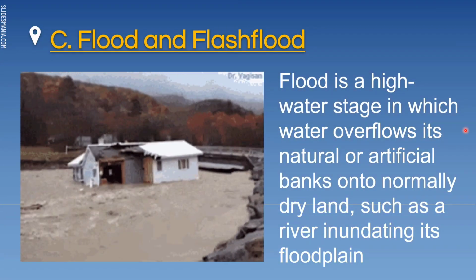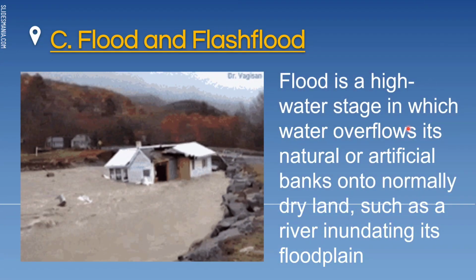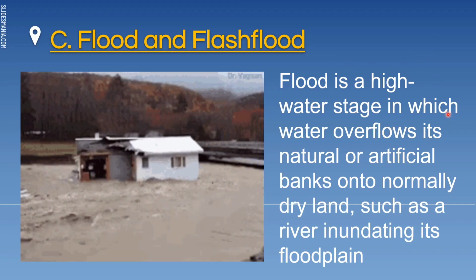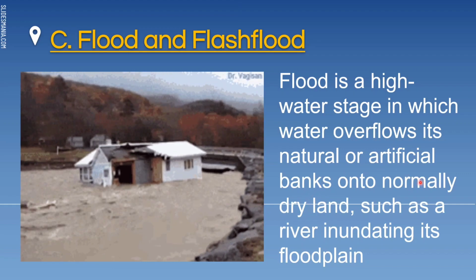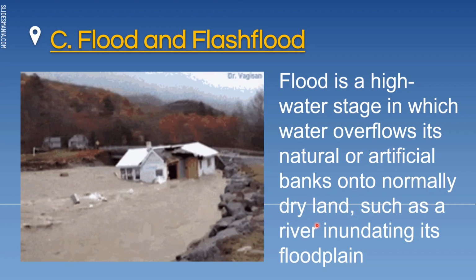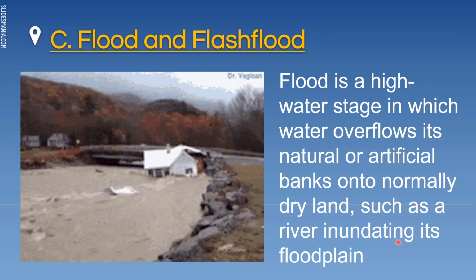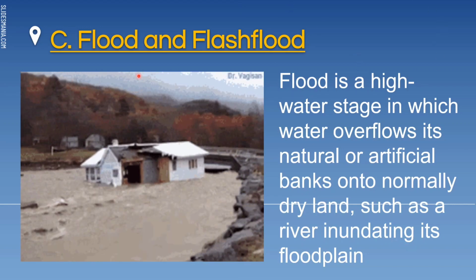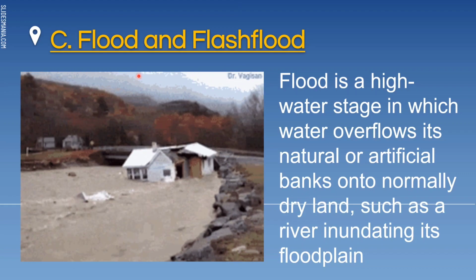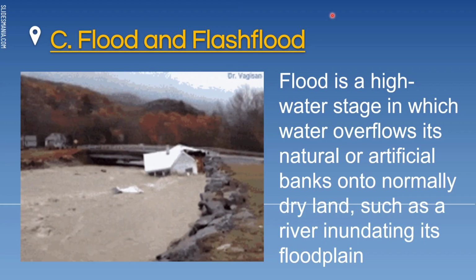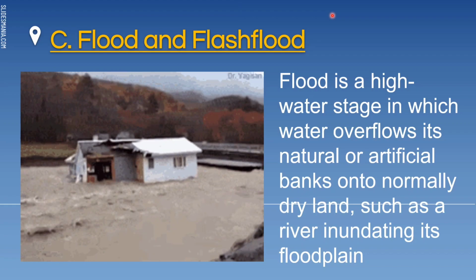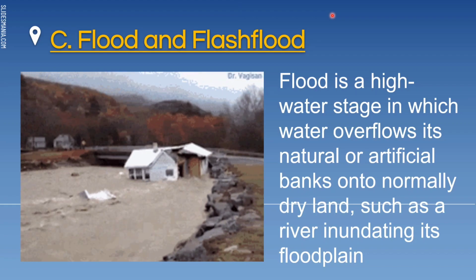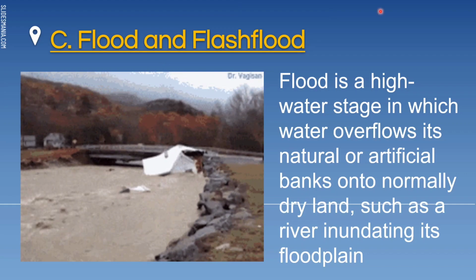Now another hazard we have here is a flood and flash flood. A flood is a high water stage in which water overflows its natural or artificial banks onto normally dry land, such as a river inundating its floodplain. So this is a flood. And so, what are the effects of flood? The effects on human well-being range from unqualified blessings to catastrophe. So that's the effects.